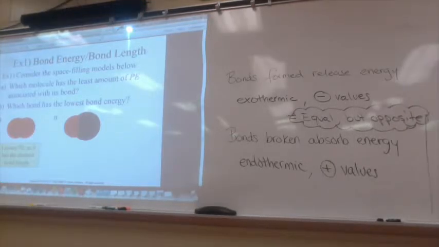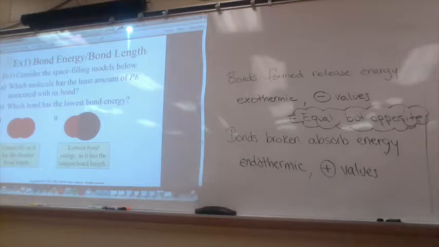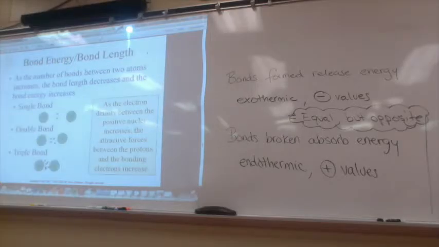Part B, which bond has the lowest bond energy? All right, lowest bond energy in your mind means which of these is going to be easiest to break? What is it? I said it was the second one. Yep. It's exactly what it says. So it's the second choice, lowest bond energy as it has the longest bond length, so therefore it's easier to break. It would require less energy to break a bond that has long bonds. In this case, potential energy would be higher, right?